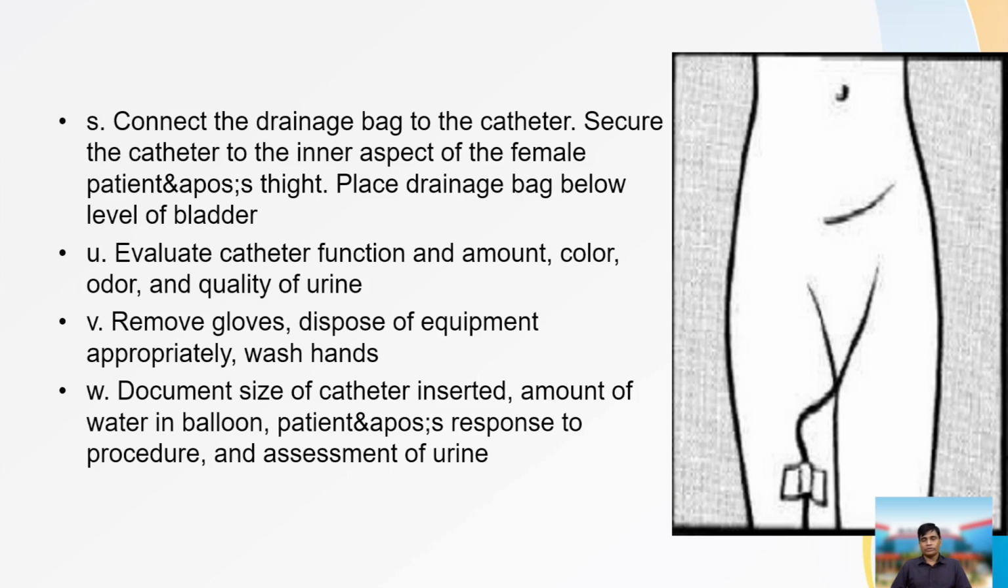Evaluate catheter function and the amount, color, odor, and quality of the urine. Remove gloves. Dispose of equipment appropriately. Wash hands. Document the size of the catheter inserted and the amount of water in the balloon, the patient's response to the procedure, and assessment of the urine.